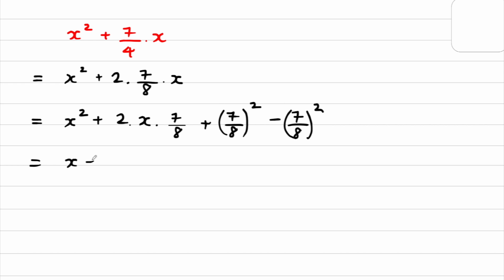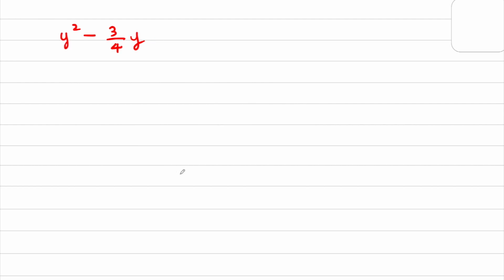And then completing the square for the first 3 terms, you got this form, and simplify 7 over 8 squared, you got 49 over 64. We finish this question. Continue about here, y. Okay, change letter.